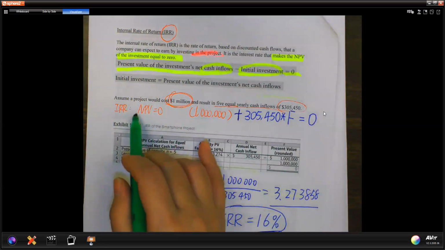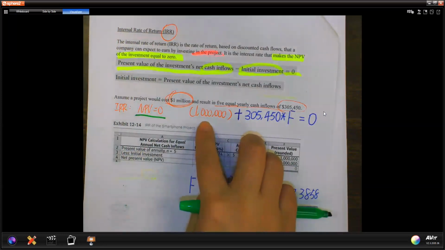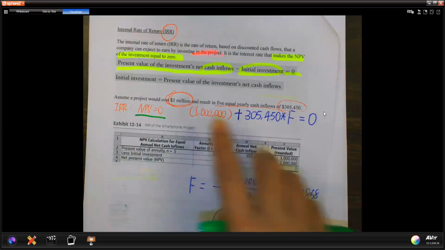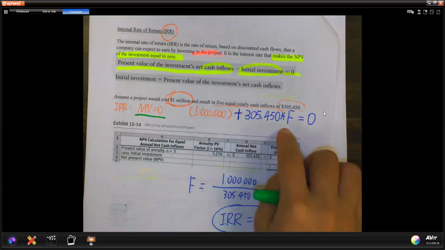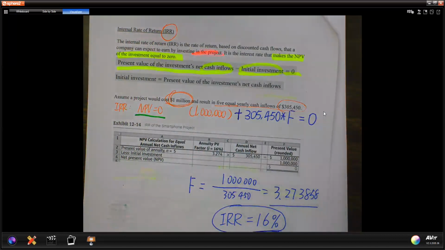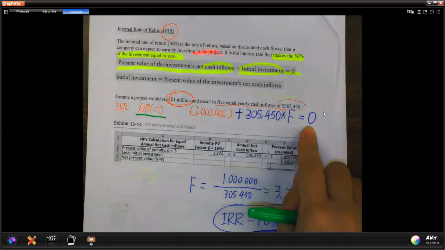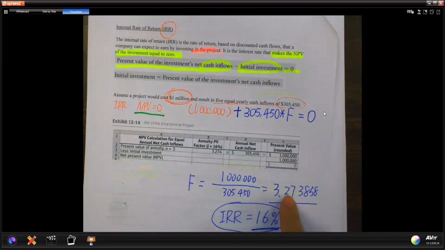So I'll first write down my NPV is 0. My NPV is my cash outflow, which is the investment, plus the cash inflow for every year times the discount factor. In this situation, I don't know the discount factor for this individual project because I don't know the rate. I need to find the rate. But I know this NPV has to be 0. So I found out my discount factor has to be 3.274. And now I look at my annuity table.